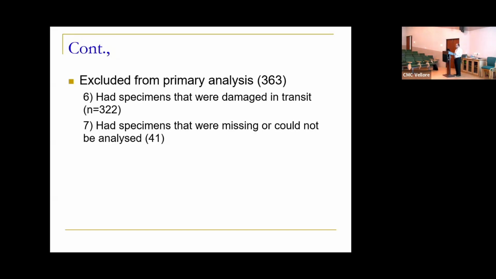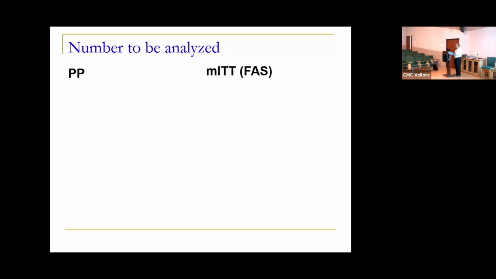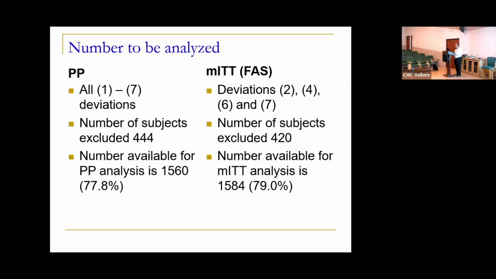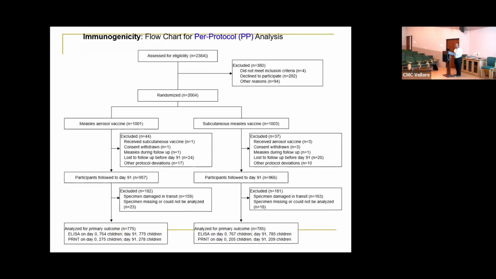So if we see here, the 41 subjects had specimens that were missing or could not be analyzed at the Pune lab. Therefore, they were excluded from the analysis, from the denominator. This is the number, we had a total of 1,560 in per protocol analysis, and 1,584 in intention to treat analysis. So this is the flow of numbers.